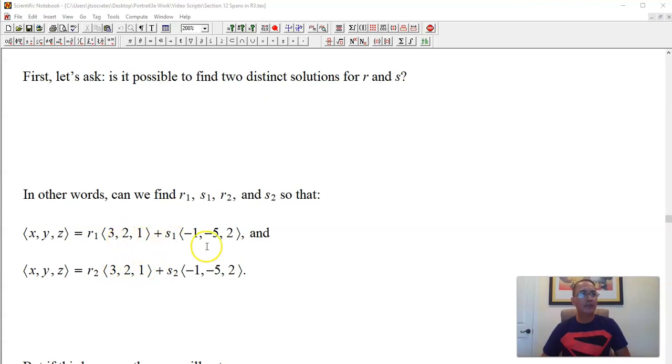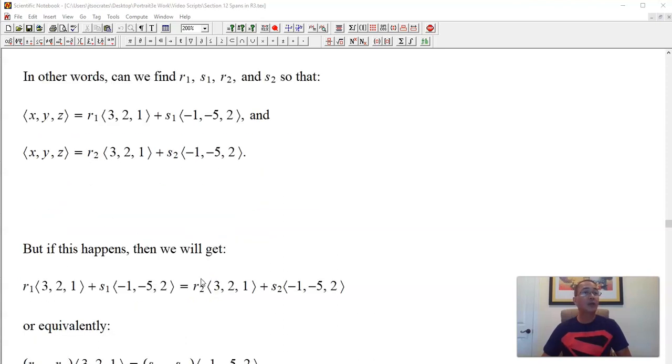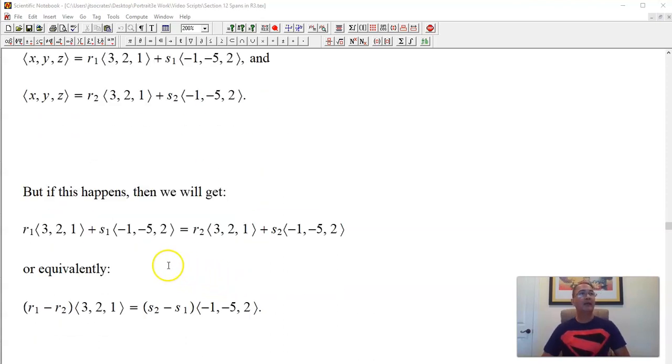But of course, what that means is that these 2 linear combinations should be equal to each other. So we will get this equation. We will get that r1 times (3, 2, 1) plus s1 times (-1, -5, 2) must be r2 times (3, 2, 1) plus s2 times (-1, -5, 2). Okay, so what are we going to do? Let's put the first vectors together. So we have (r1 minus r2) times (3, 2, 1). And let's put the second vectors on the other side. So we have (s2 minus s1) times (-1, -5, 2).